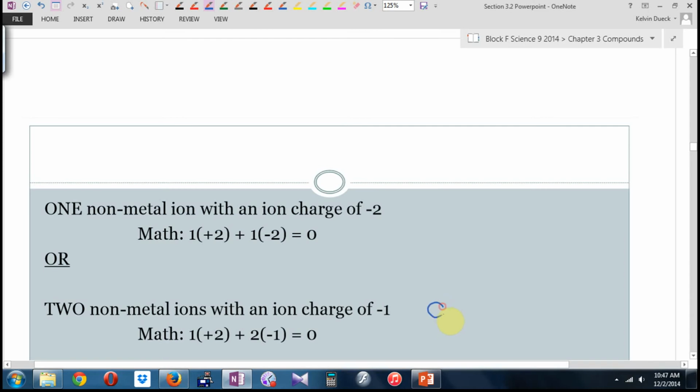As an example, calcium 2 iodines, or calcium 2 fluorides, or calcium 2 chlorides, or calcium 2 bromides, or calcium 2, what's the one, what is it? Astatides. Usually you don't go that far down the periodic table.